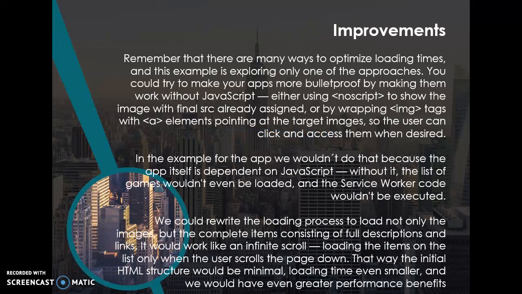So improvements, remember that there are many ways to optimize loading times, and this example is exploring only one of the approaches. You could try to make your apps more bulletproof by making them work without JavaScript, either using noscript to show the image with final src already assigned, or by wrapping img tags with a elements pointing at the target images so the user can click and access them when desired. In the example for the app, we wouldn't do that because the app itself is dependent on JavaScript. Without it, the list of games wouldn't even be loaded, and the service worker wouldn't be executed.